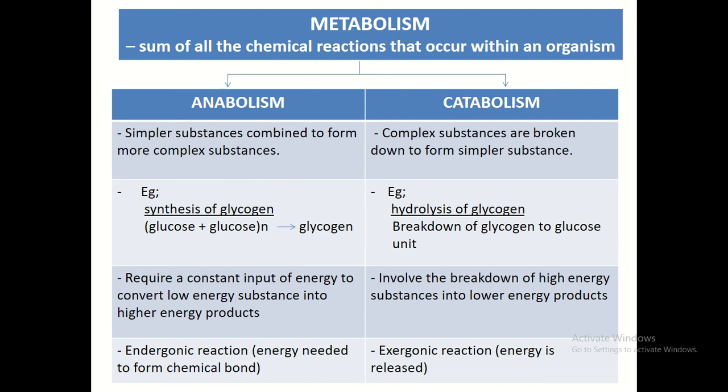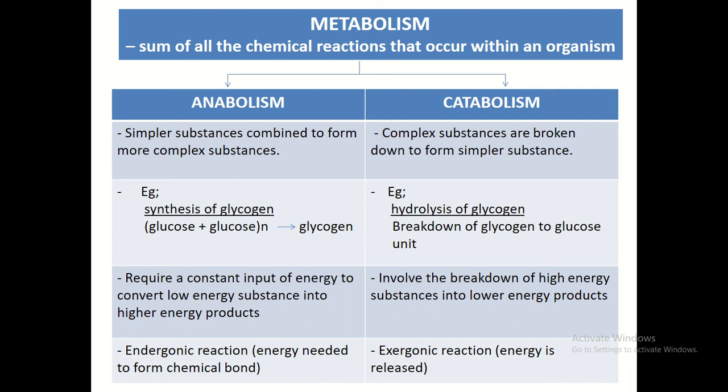For an example, the synthesis of glycogen. And you have to know that glycogen is the polysaccharide, okay? And the glucose is a monosaccharide. So the synthesizing of lots of glucose will produce a polysaccharide, which is glycogen, which is more complex compared to the monosaccharide.